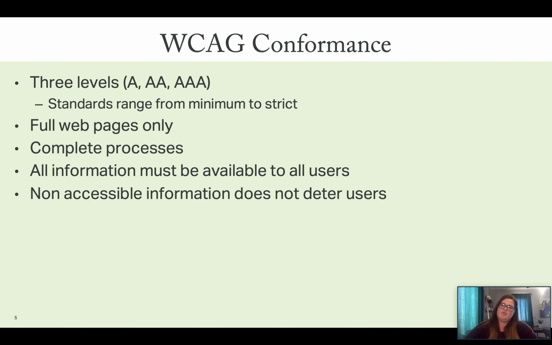And then a little bit about WCAG conformance. There are 3 different levels, A, AA, and AAA. The standards range from a minimum to a strict requirement. Most companies strive to meet level AA if they're meeting one. It's kind of rare that you see either of the other 2 mentioned. But there are good guidelines to follow, and in order to meet AA, you have to meet A.